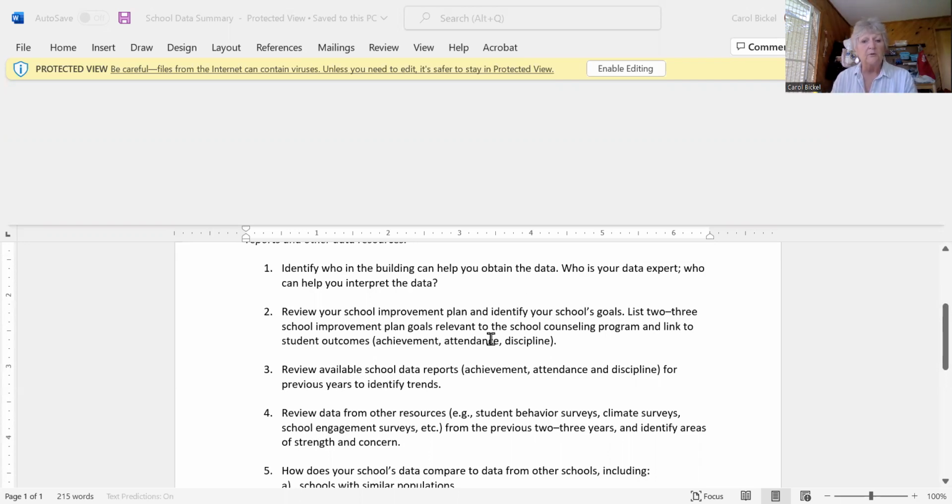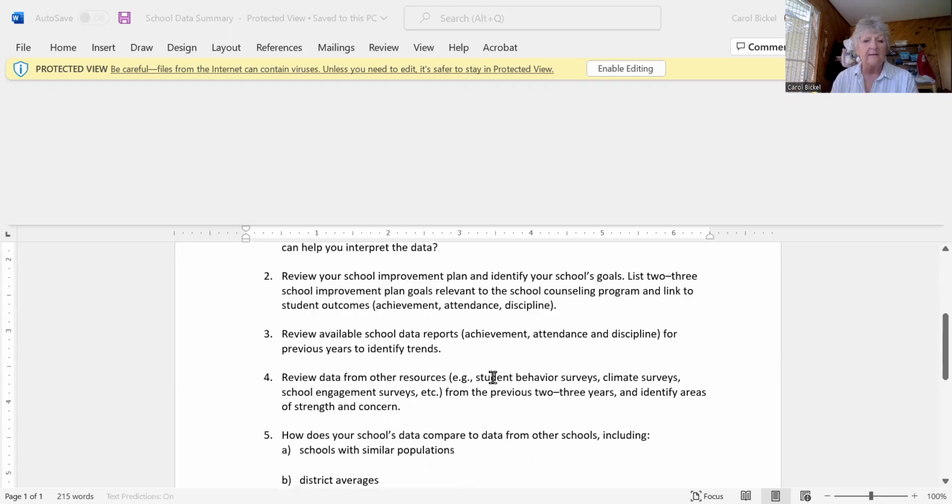Review the school improvement plan and identify your goals. List 2 to 3 school improvement plan goals relevant to the school counseling program. And we're going to link it to student outcomes. Those outcomes are achievement, attendance, and discipline. Almost all of them fall in one of those 3 categories.